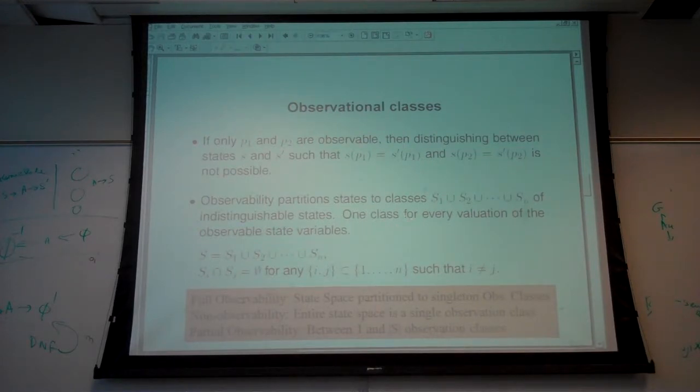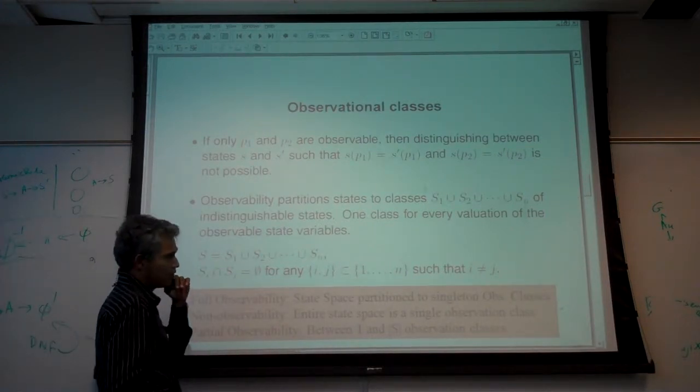So observability partitions states into classes S1 up to SN such that the states within a class are indistinguishable. In the case of full observability, it's partitioned into singleton states. With non-observability, the entire state space becomes one class, and with partial observability, the number of equivalence classes is between one and the number of states. This is something we talked about in terms of atoms. Now we are talking about an atomic representation of observations.